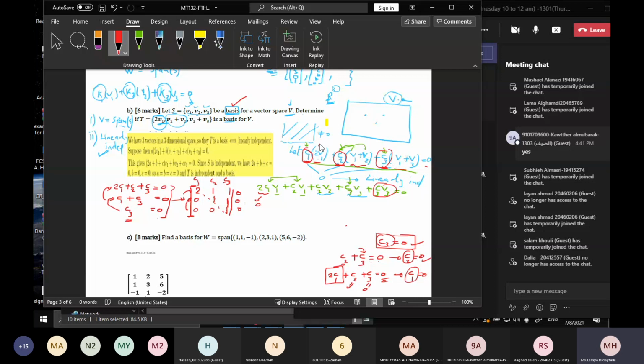If these three vectors, this vector and this vector and that vector, are linearly independent, if they are bases as well for that vector space, that means also these vectors, this one and this one and this one, the new vectors, are bases. That means they can span this vector space as well, and they are linearly independent. Clear? Is there any question?